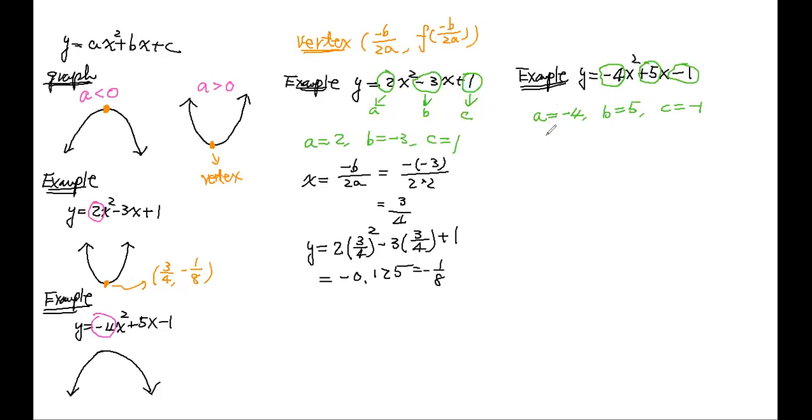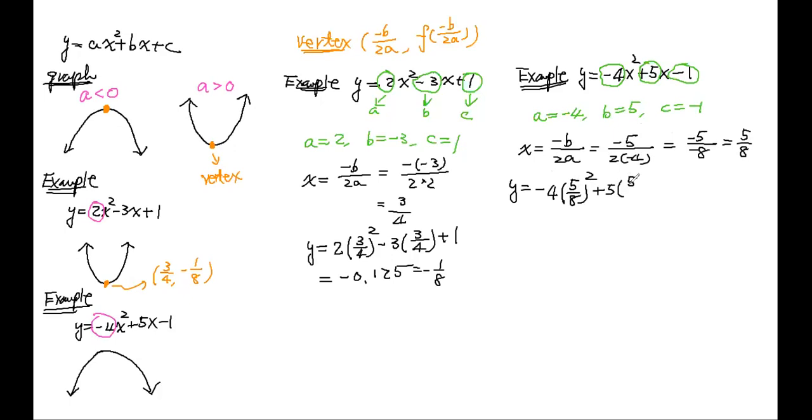So now I substitute the vertex formula, x equals negative b over 2a. So negative b is negative 5, and 2a is 2 times negative 4, so it's negative 5 over negative 8. So it's 5 over 8, right? So that's my x value here. Now you substitute back into your function. So it's negative 4 times x squared plus 5 times x minus 1, and now your x is 5/8.